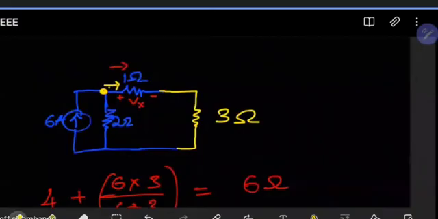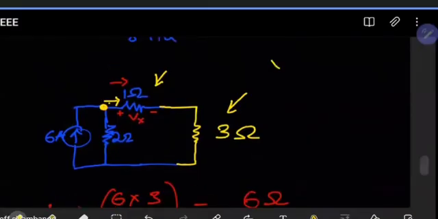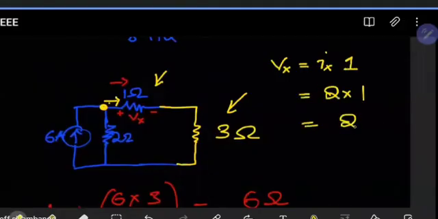The 2 amps will pass through 1 ohm. The same 2 amps will also pass through 3 ohms since they are in series. Not really interested in the 3 ohms for now. We're only interested in that Vx. So to find Vx, by Ohm's law, it's the current passing through Vx, which is 2 amps in this case, multiplying the resistance there, which is 1 ohm. So this becomes 2 by 1, which is just 2 volts. So we have found Vx.